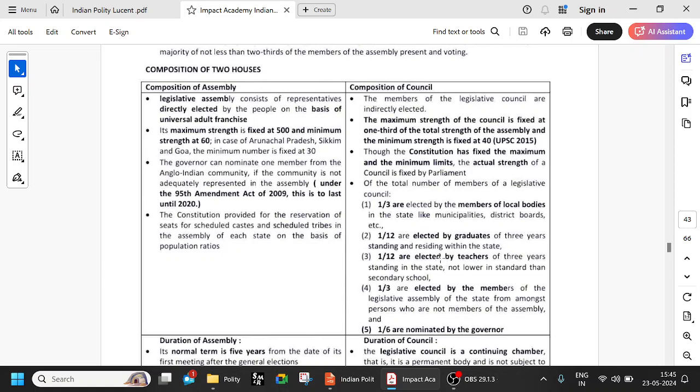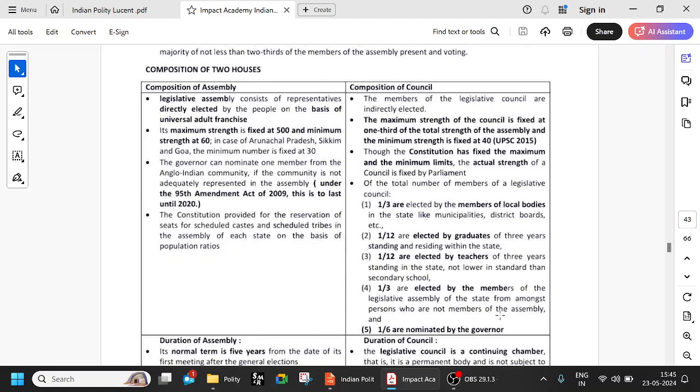Okay, and 1/12 are elected by the teachers. So this is called the teachers constituency, right? Of 3 years standing in the state, not lower in standard than secondary school. So they have to be secondary school teachers, and they have to be in the state for 3 years. One third are selected by the members of the legislative assembly. So the MLAs, the MLAs also select the MLCs. This is called the MLA constituency.